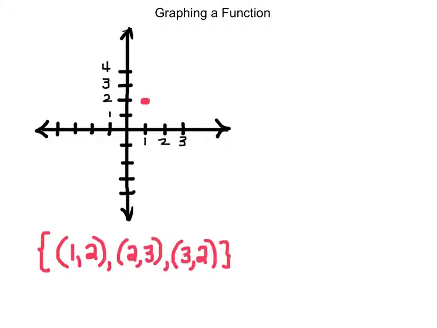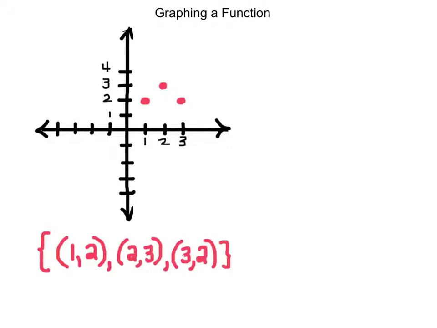The second point is when x is 2, y is 3. X is 2, y is 3, right here. And our last point is when x is 3, y is 2, right here. Now this is a valid function.